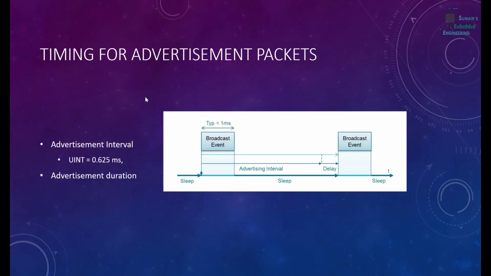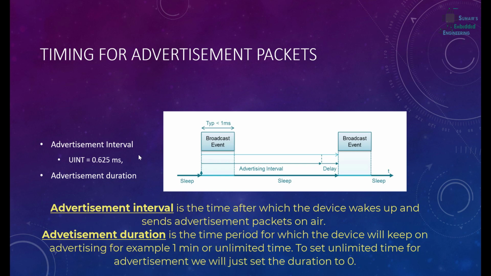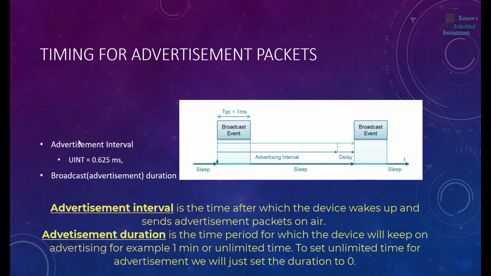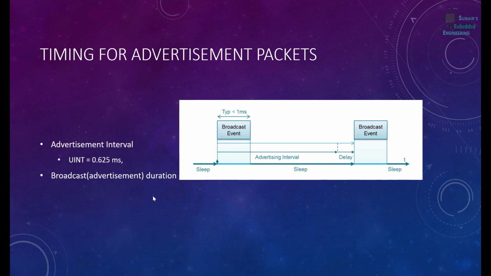So there is something else that we need to understand. There are two things that we also have to set in the advertisement initialization, and these are advertisement interval and advertisement duration. So basically you have to set an interval for which the device is going to advertise, and after that there is a duration period for which the device will keep on sleeping. In these settings basically we have to set two parameters, the advertisement interval and the advertisement duration, or the broadcast duration. So we have to make sure we use them properly and according to our application. So now let's move to the programming and let's see how we can program this.